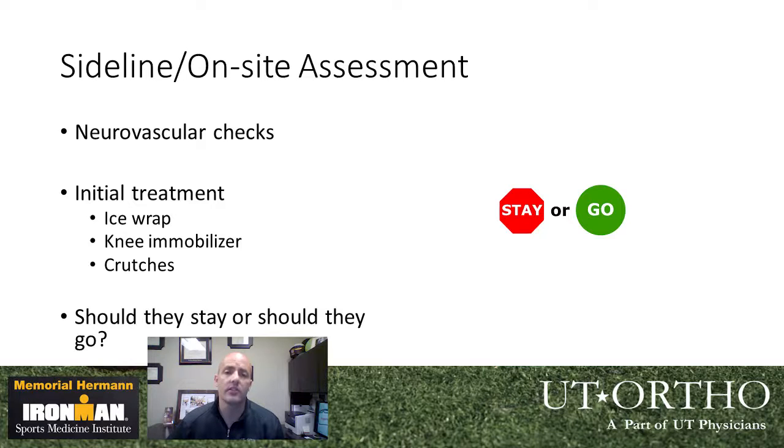You want to do neurovascular checks, especially if you're worried about a knee dislocation. Initial treatment will include ice, wrapping, knee immobilization, whether in a splint or a brace, and put your athlete on crutches. And then you have to determine whether they should stay or should they go. If you're worried about an acute fracture or neurovascular status, the patient has had a knee dislocation, they need to go immediately to a higher level of care, preferably an emergency room at a medical center, and not an urgent care, which may not be able to treat a vascular or neurological injury.